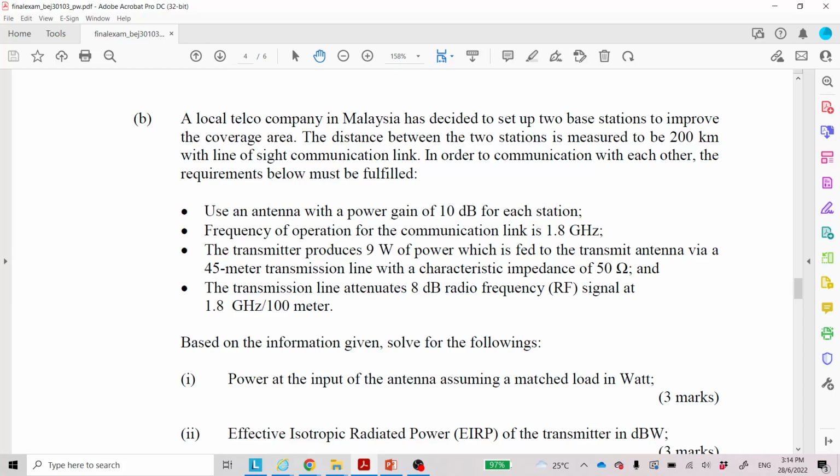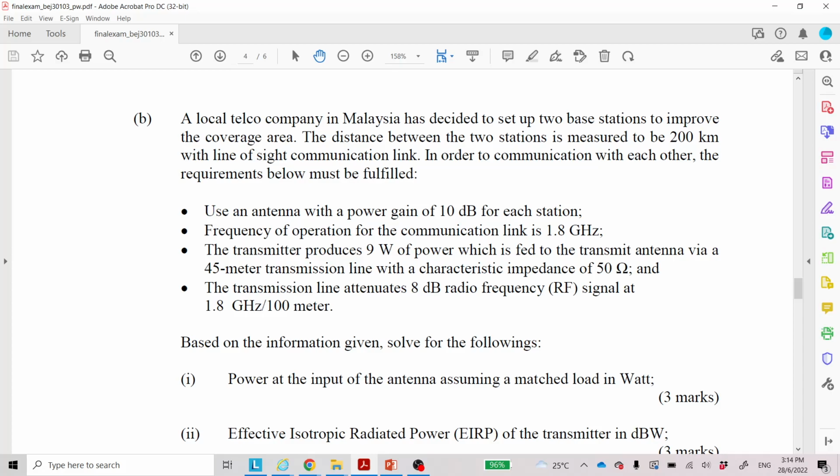In order to communicate with each other, the requirements below must be fulfilled. It uses an antenna with a power gain of 10 dB for each station. So the antenna gain is 10 dB for both, which means the transmitter and receiver are using the same antenna. The frequency of operation of the communication link is 1.8 gigahertz.